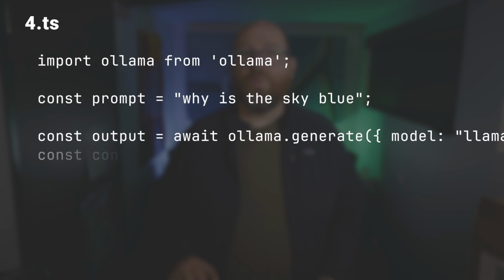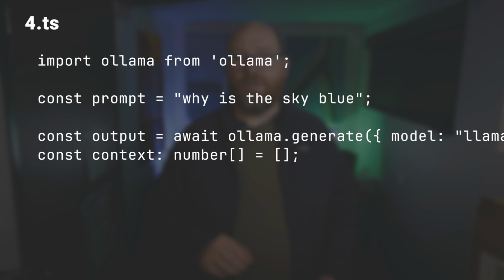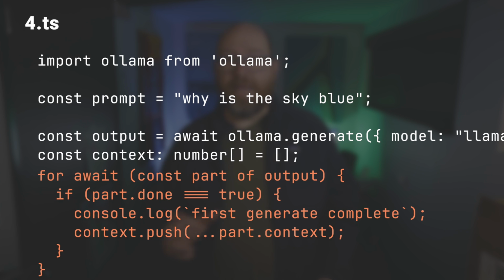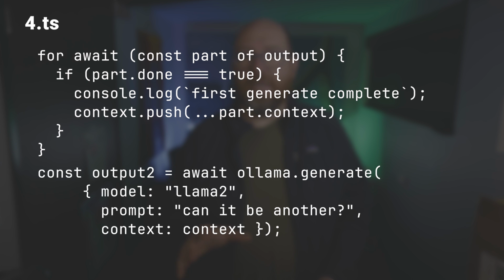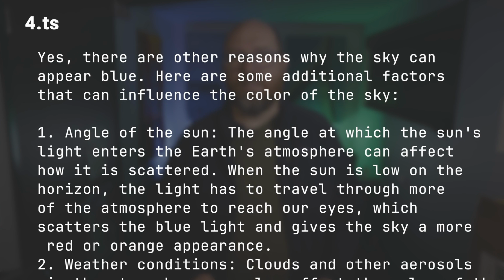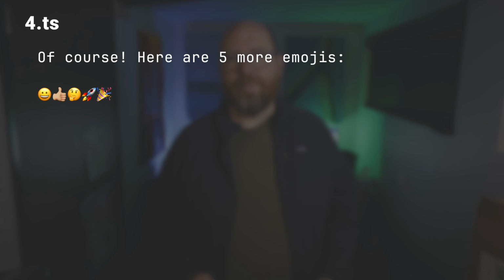In 4.ts, we're going to make a second generate call that remembers the first. Save the value of context from the last blob, and then feed it into the context of the second call. Here I've set the prompt to be vague so that we know it was using the context. We can try again without the context set to verify that statement.